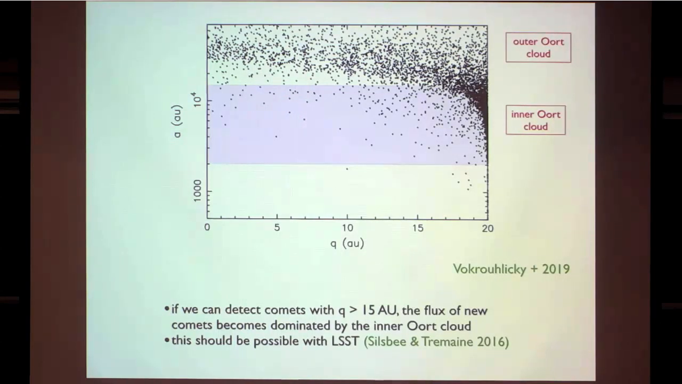But with LSST, we'll get a survey of a significant fraction of the sky, which is far more sensitive. We'll be able to move out, in rare cases, to 15 or 20 astronomical units. Then we'll be dominated by things coming in from the inner Oort cloud, and we'll get the first real test of whether the actual population of the inner cloud is consistent with the formation model.